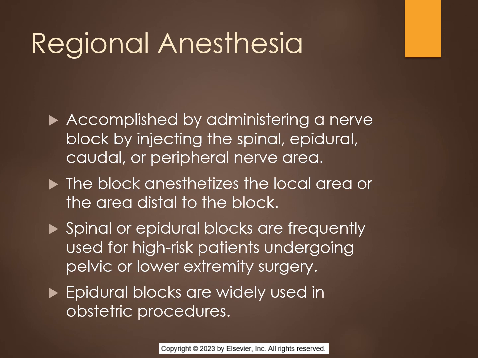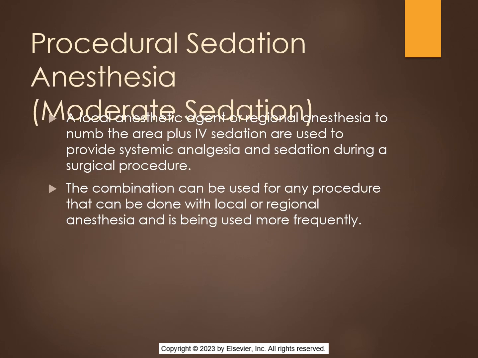Regional anesthesia is accomplished by administering a nerve block. Regional anesthesia may be accomplished by injecting the spinal, epidural, caudal, or peripheral nerve area. A local anesthetic agent or regional anesthesia to numb the area plus IV sedation will be used to provide systemic analgesia and sedation during a surgical procedure. The combination can be used for any procedure that could be done with local or regional anesthesia and is becoming increasingly common.